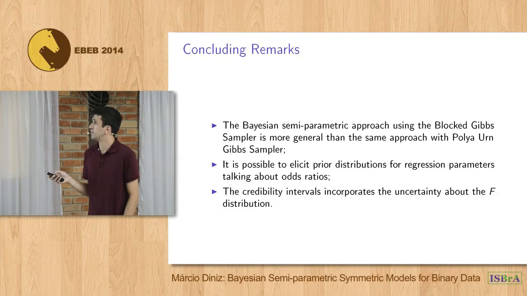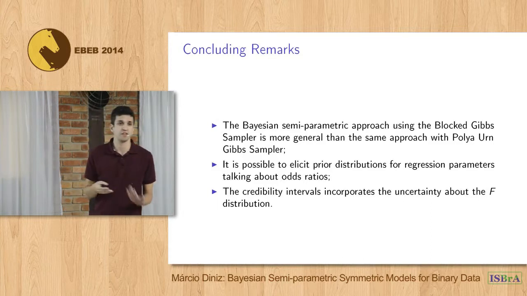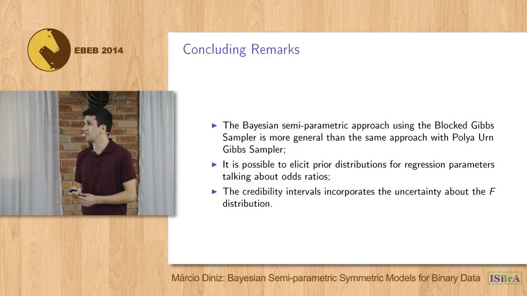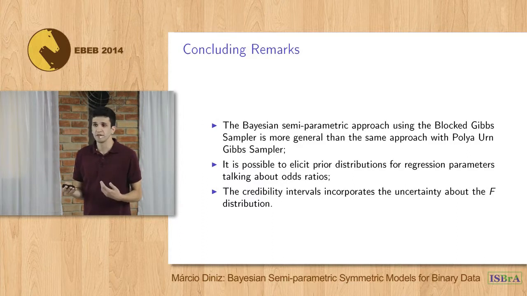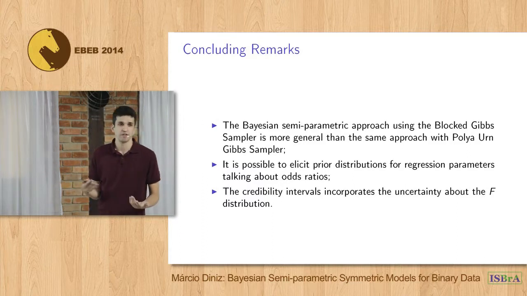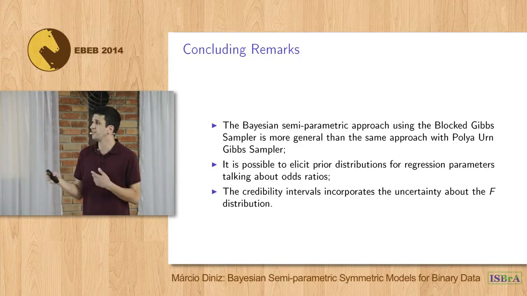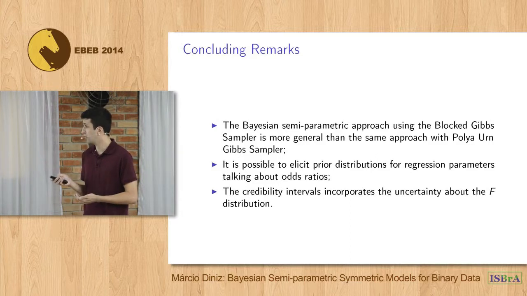And some concluding remarks. The Bayesian semi-parametric approach using the blocked Gibbs sampler is more general than the same approach with the Polya urn Gibbs sampler. We can consider Metropolis-Hastings steps in an easy way. It's possible to elicit prior distributions for regression parameters, which is very interesting when we deal with applied questions. The predictive intervals incorporate the uncertainty about the F distribution. That's all.